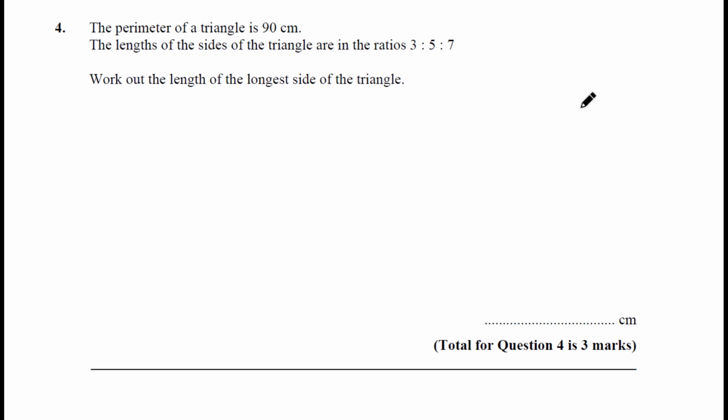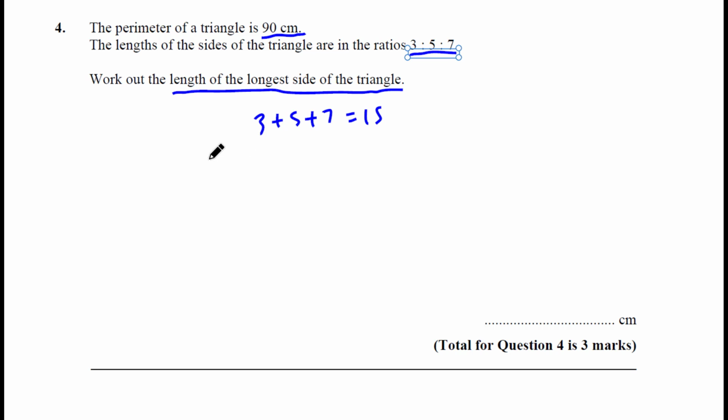Let's do question 4, a very nice ratio problem. We've got the ratio 3:5:7 and the perimeter is 90. Make it clear that this is what we need to answer. So we're sharing in ratios, so we add up the ratio here.